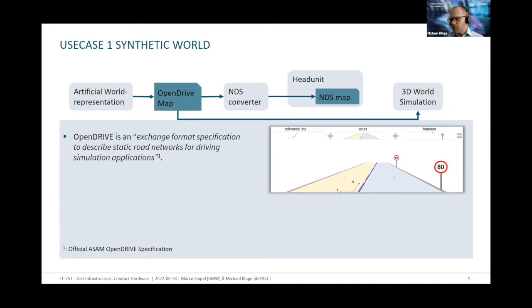OpenDrive, that's a quote from the official documentation from the ASAM page: it's an exchange format specification to describe static road networks for driving simulation applications. So a lot of interesting information in this small snippet.